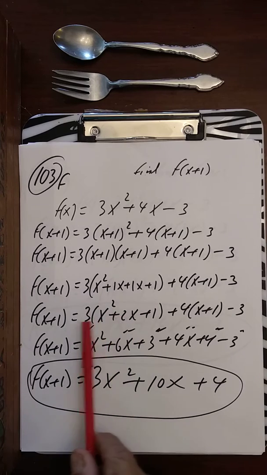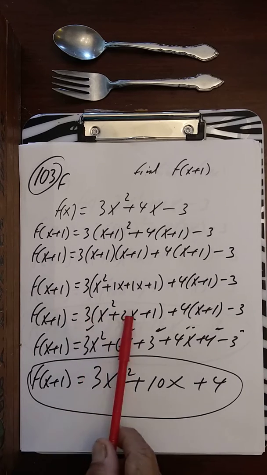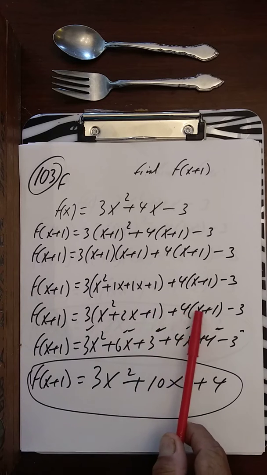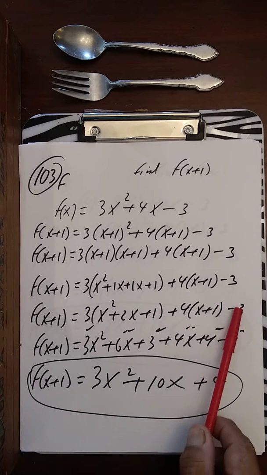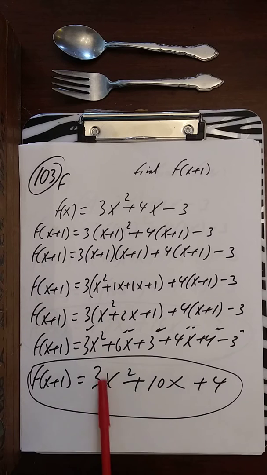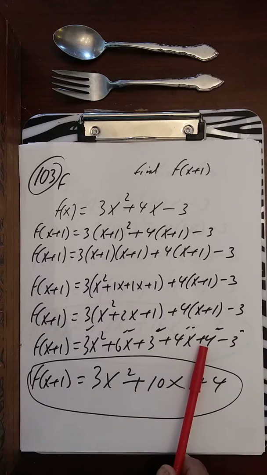So now let's multiply this. 3 times that is 3x squared. 3 times 2x is 6x. 3 times 1 is 3. 4 times that is 4x. 4 times 1 is 4. So we have 3x squared, and put it down. 6x plus 4x is 10x. And 3 and 4 is 7. Take away 3, that's 4. We're done.